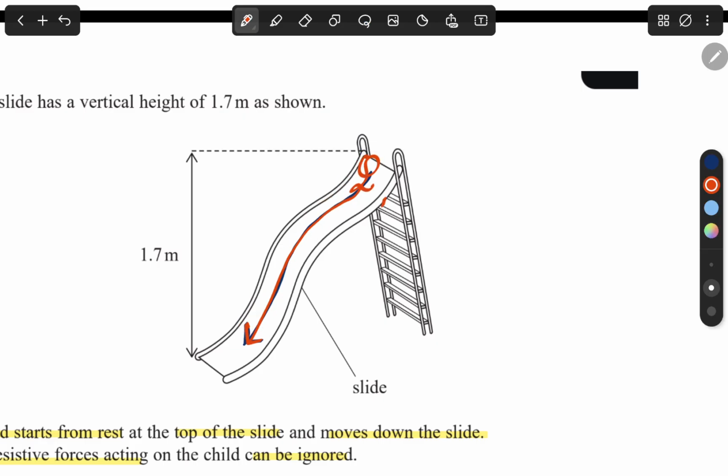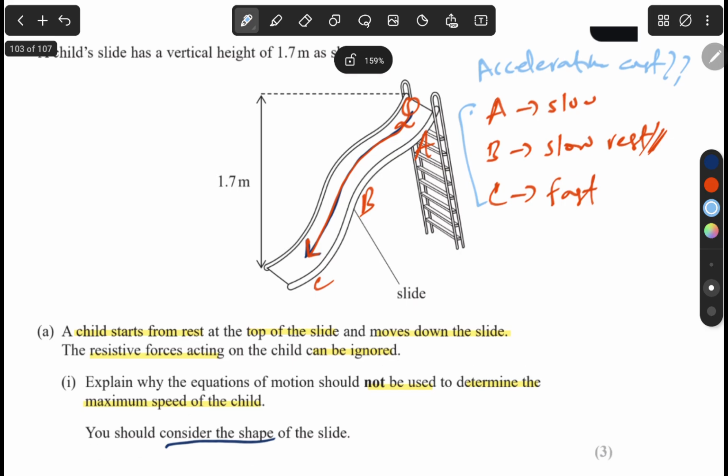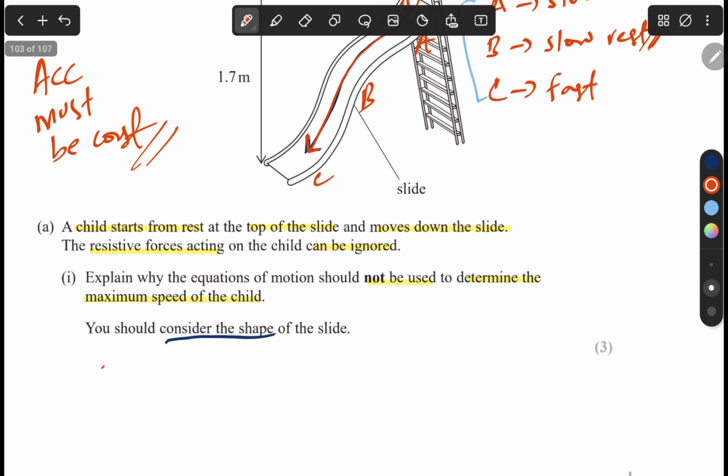So at position A, let's say, and then position B and position C. At A you're kind of slow. At B you slow down almost to rest, and then at C you go very fast down, right? Do you think the acceleration will be constant? Because you know that for using the equations of motion, acceleration must be constant, right? So first you write the gradient of the slope is changing.